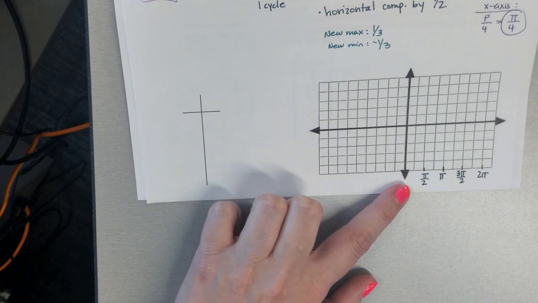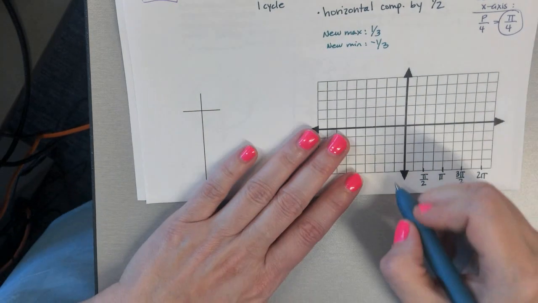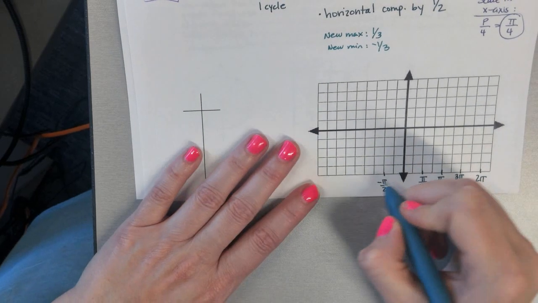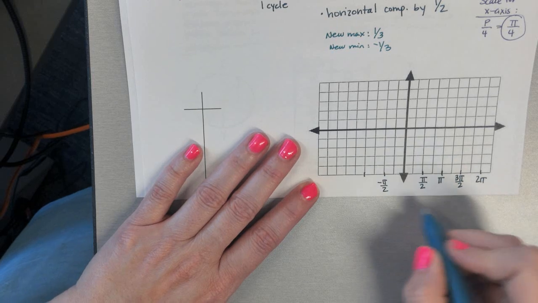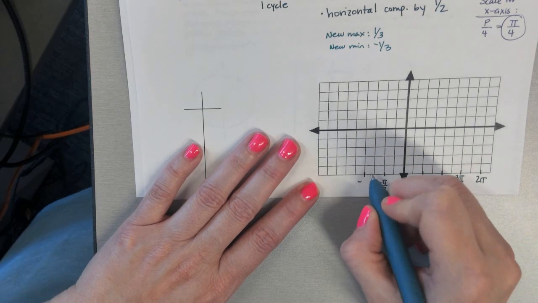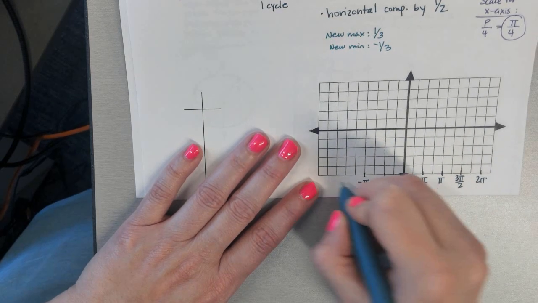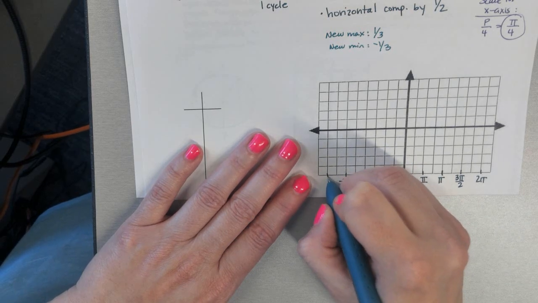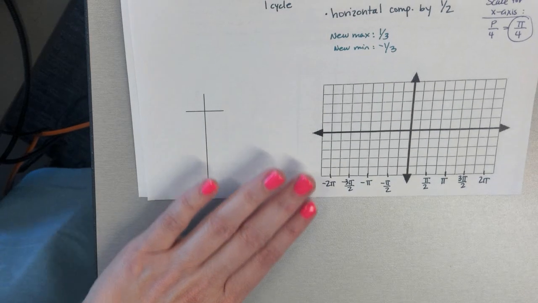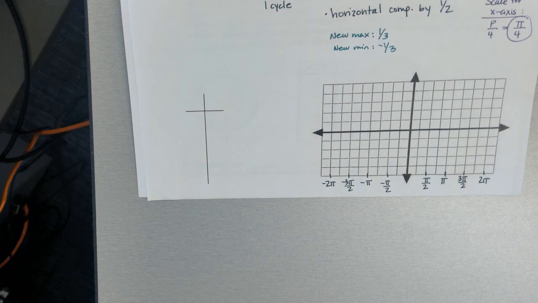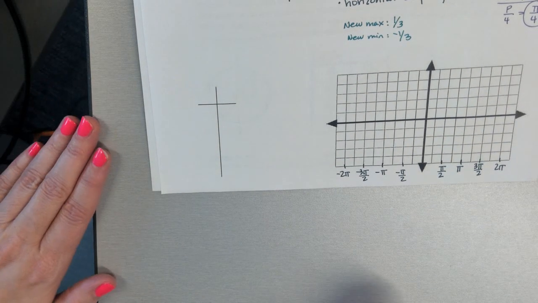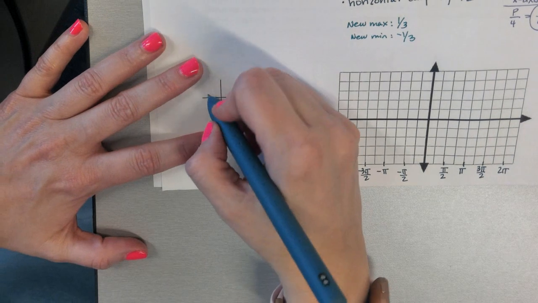So look, I have my key points on the unit circle. This is the most common scale you will see, where every other one is pi over 2. And those are the special places on the unit circle as well. Okay? So remember, we have to know what happens at pi over 4.